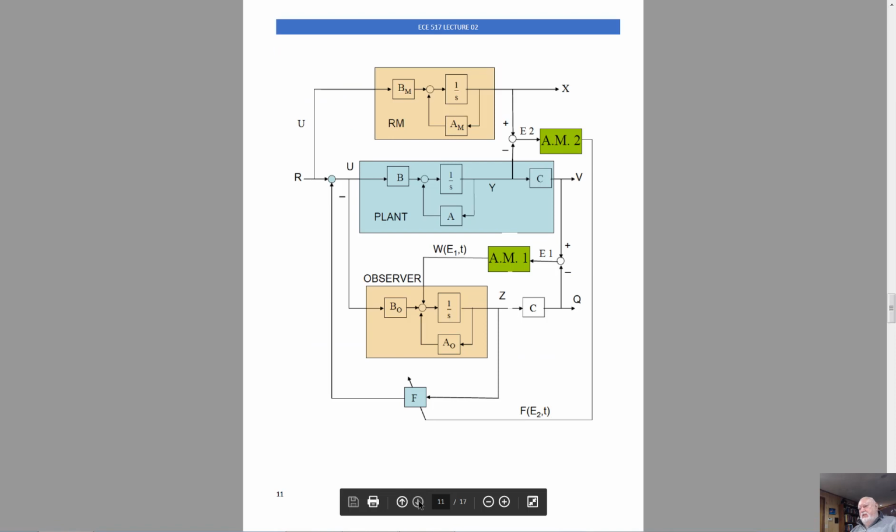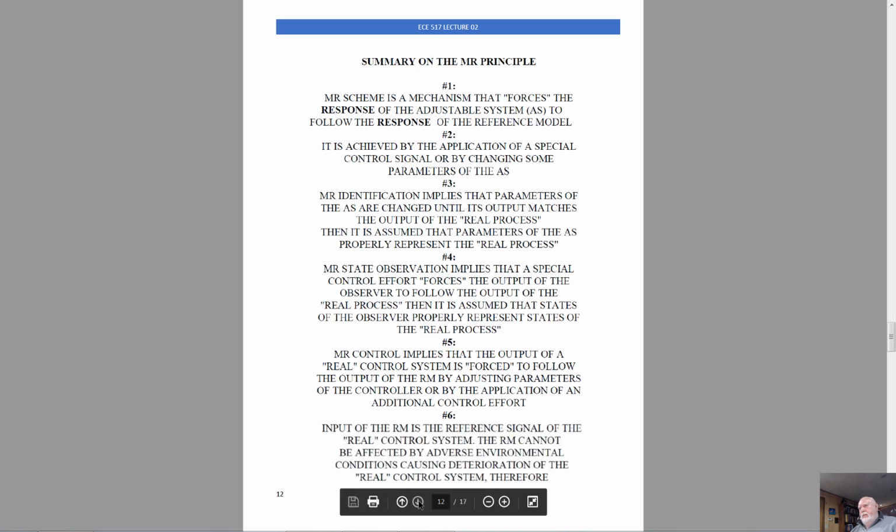This is the schematics that we discussed. And now I'm prepared to discuss with you some summary on the model reference principle. A model reference scheme is a mechanism that forces the response of the adjustable system to follow the response of the reference model.